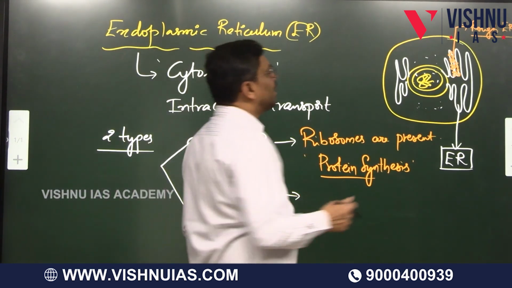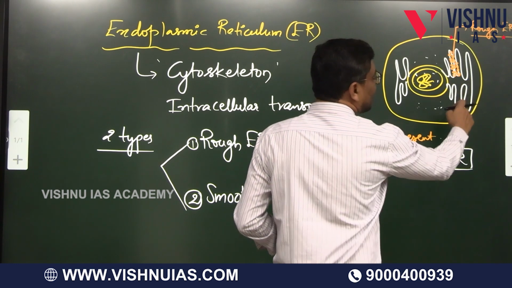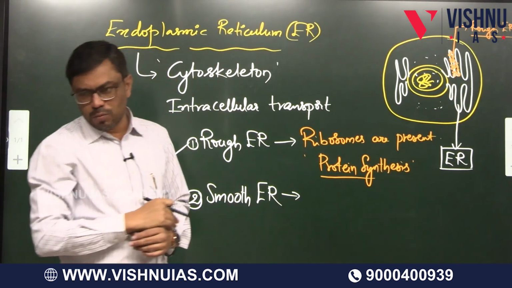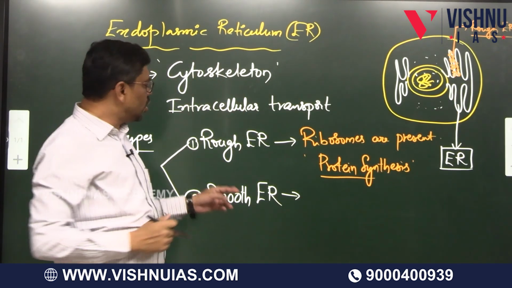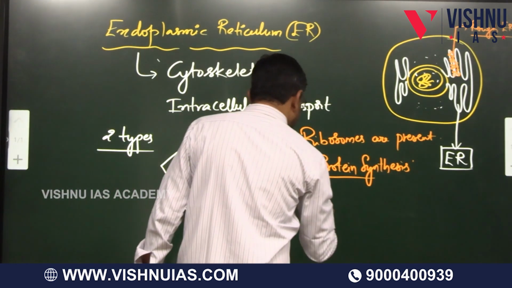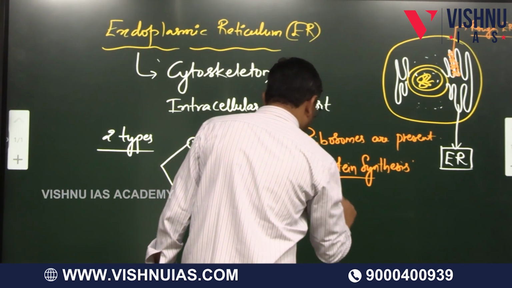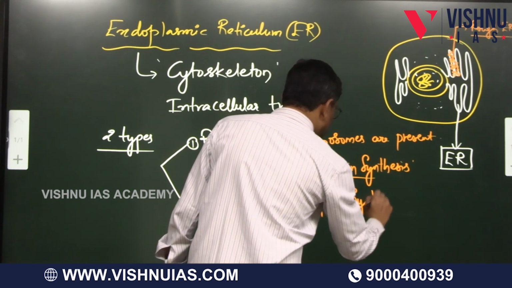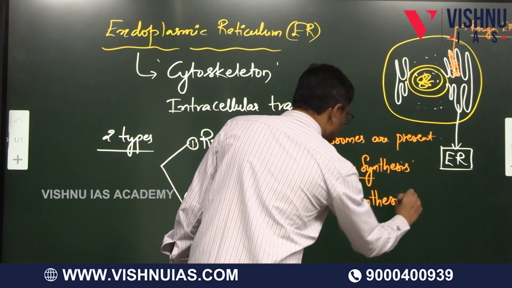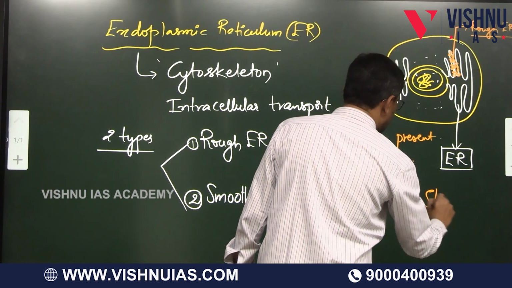And smooth endoplasmic reticulum is where ribosomes are absent, it is plain, then it is called smooth endoplasmic reticulum. The function of smooth endoplasmic reticulum is lipid synthesis and storage. Just remember this one.